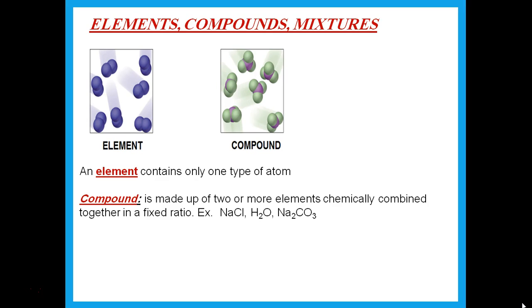For example, NaCl is what? NaCl is sodium chloride. Each molecule is made up of one sodium atom attached to one chlorine atom, and they have to be in a fixed ratio, one sodium to one chlorine. H2O is water. That means water is made up of one oxygen atom attached to two hydrogen atoms. Sodium carbonate is Na2CO3. This is a compound that is made up of two sodium atoms, one carbon atom, and three oxygen atoms. So a compound is made up of different elements, two or more elements. They have to be chemically combined together in a fixed ratio.